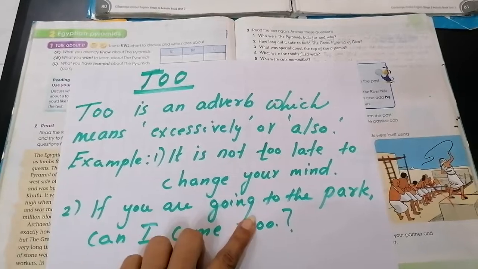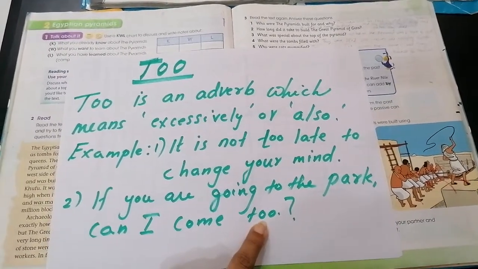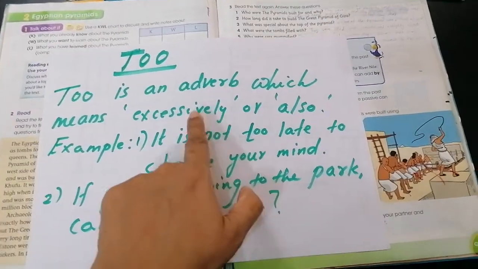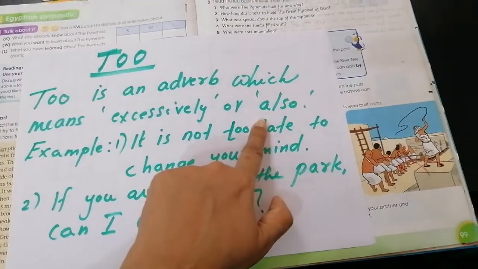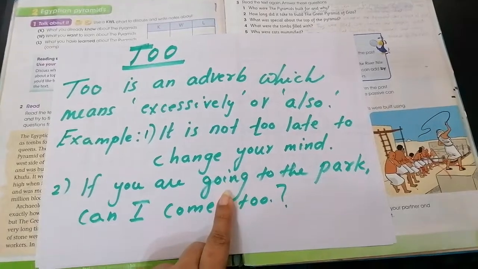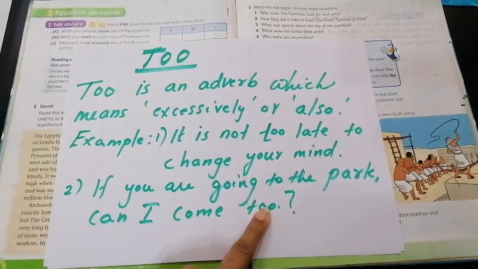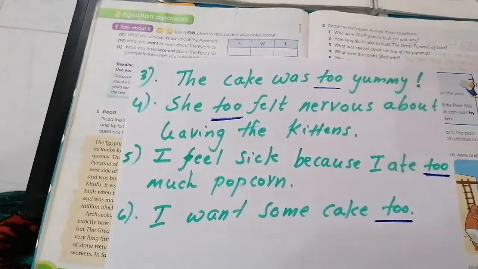Then, if you are going to the park, can I come too? See here, the meaning of this too is also. In the first sentence, the meaning of too is excessively, and in the second sentence, the meaning of too is also. If you are going to the park or mall, or if you are going to the school, can I come too? Can I come also? It is a question.